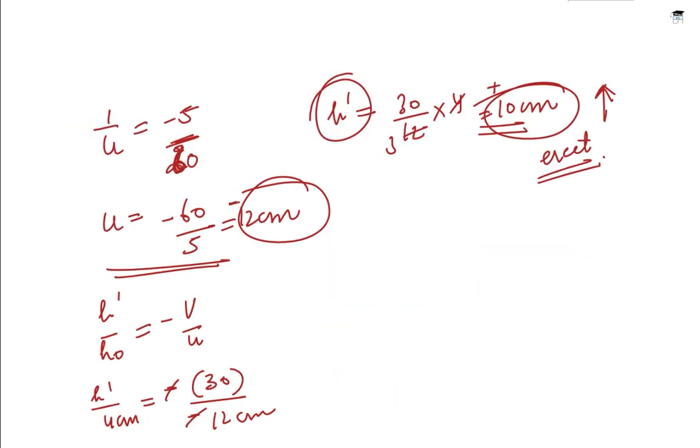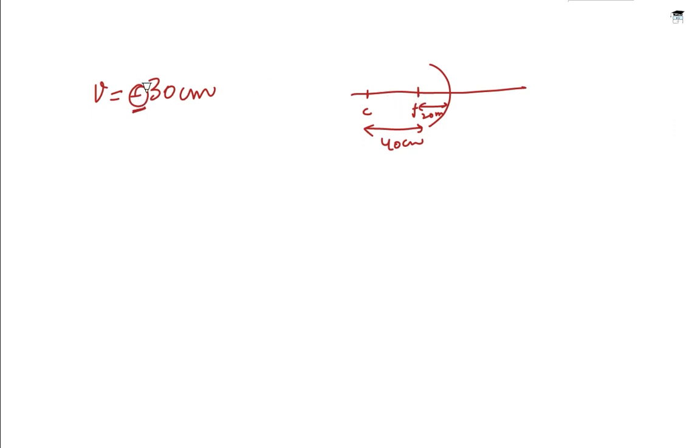So let me quickly erase this. So now v is minus 30 centimeters. When v is minus 30 centimeters, that means our focal length is 20, and our center of curvature is 40 centimeters. C here, F here. The object is in front of the mirror because it is minus here. Our image is in front of the mirror because it is minus here.